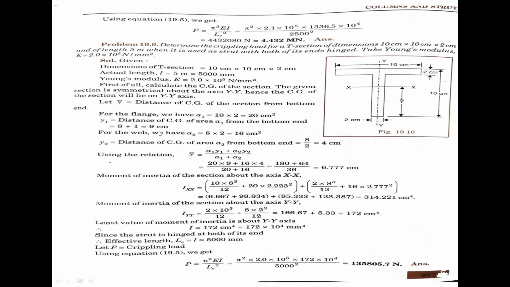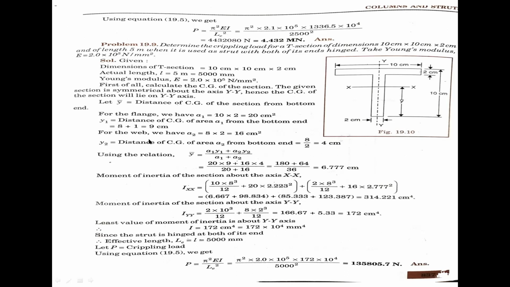You have to take the flange first. This is the flange, and this is the web. Now A1 equals 10 into 2, that equals 20 centimeters square. Now we first calculate the area A1 and the distance y1 of its center of gravity from the bottom: y1 equals 8 plus 1, that equals 9 centimeters.